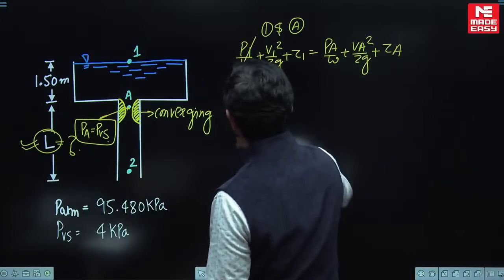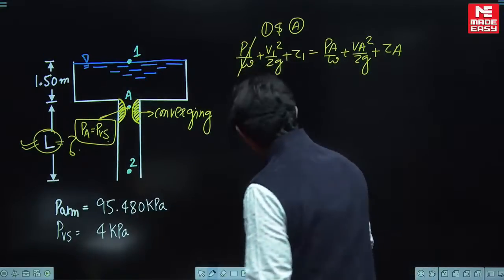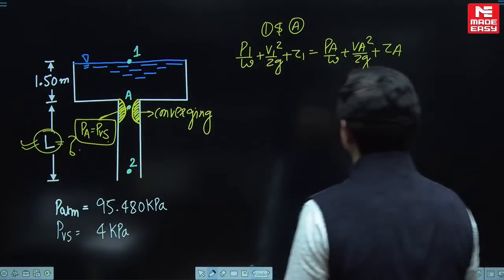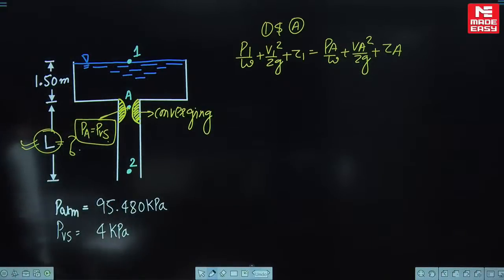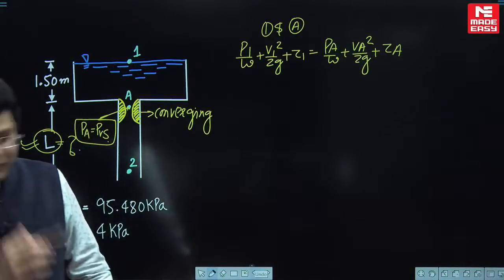Wonderful. So losses are not given, so therefore this is going to be your equation. You know P1 by W is 0. One more beautiful thing. Yes. Look here. This is the Guru Mantra for today. Take this. This is the Guru Mantra for today.